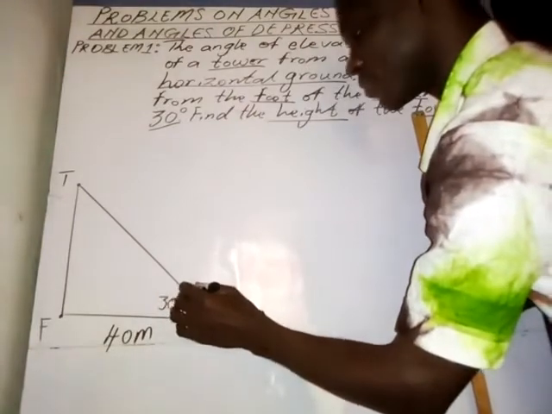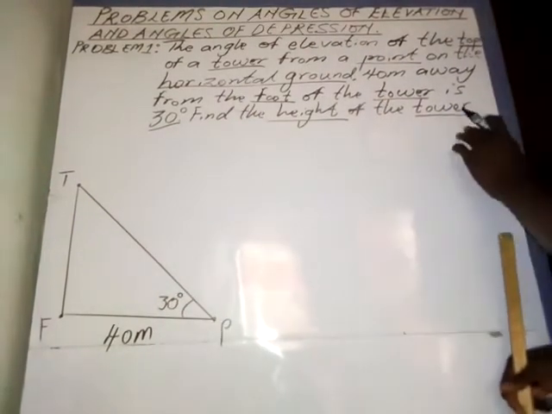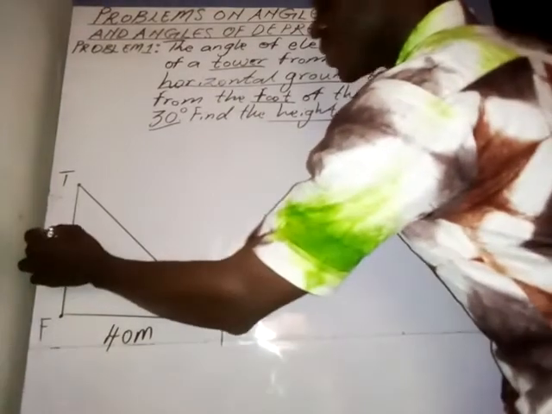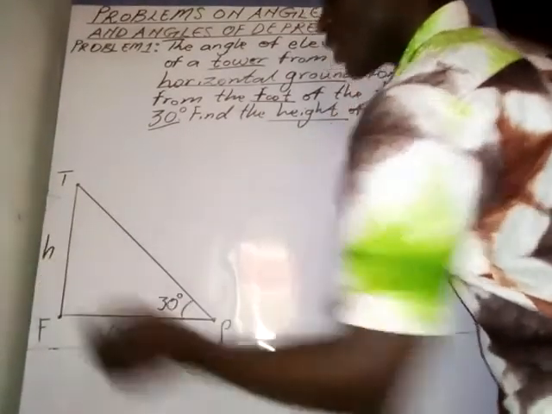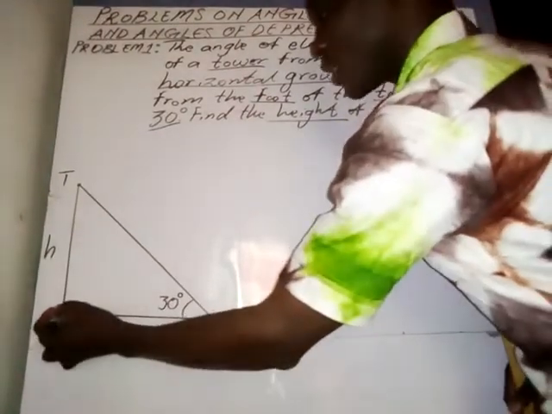Alright, so the question now says we should find the height of the tower. So the height of the tower is here. Let's call it H. That is, FT is the height of the tower. So we have formed a right angle triangle.